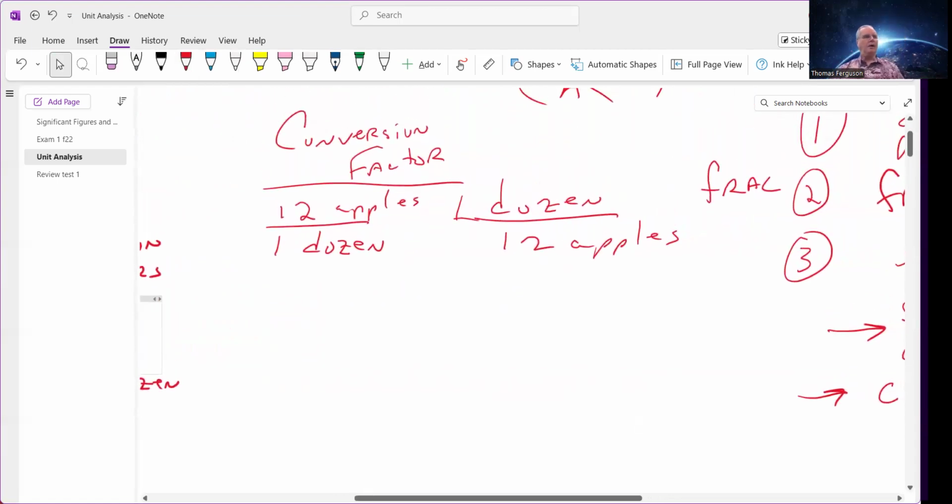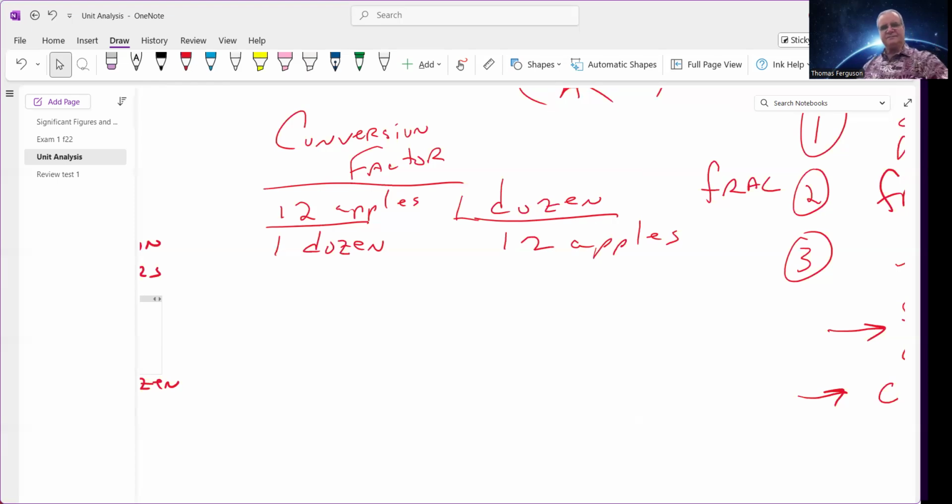Conversion factors are all fractions, no exceptions. Okay, and we all know there are 12 in a dozen, right? So the first conversion factor is 12 apples, 1 dozen. Now, whenever you have a conversion factor, you also have the inverse of that conversion factor. So it always comes in twos. So we can go 12 over 1 or 1 over 12. Those are both the conversion factors for apples in a dozen. You all see why we have 2 conversion factors.